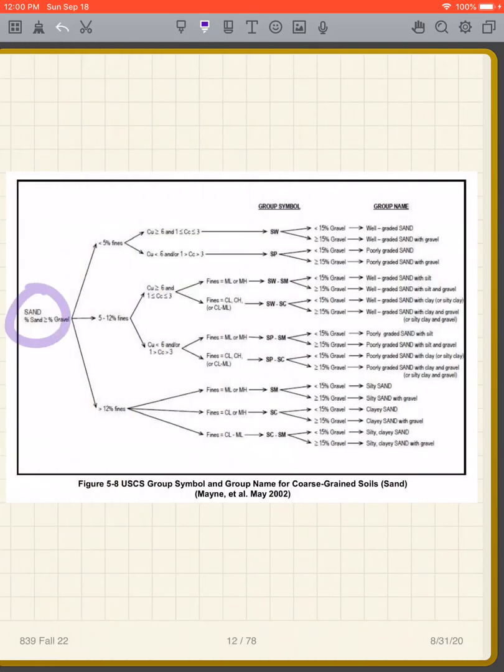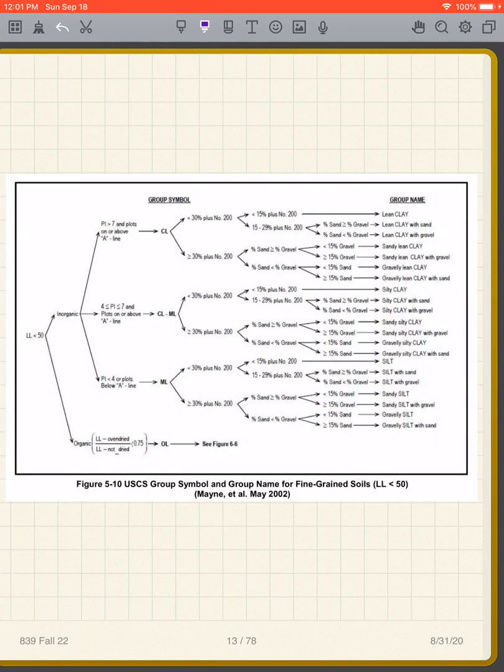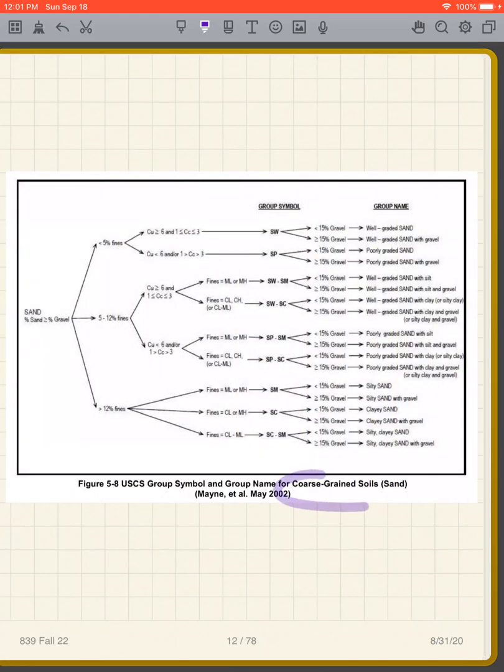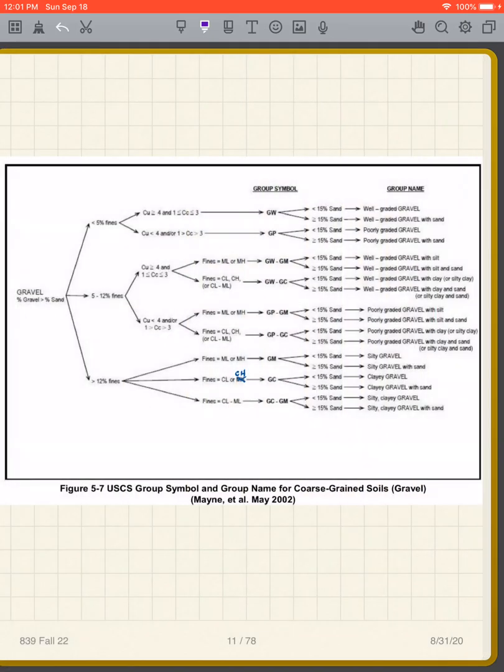This is when we have a sand, so we've determined we have a sand. This is when we have silt or clay. So this is fine grained soils. Coarse grained soils, sand. Coarse grained soils, gravel.